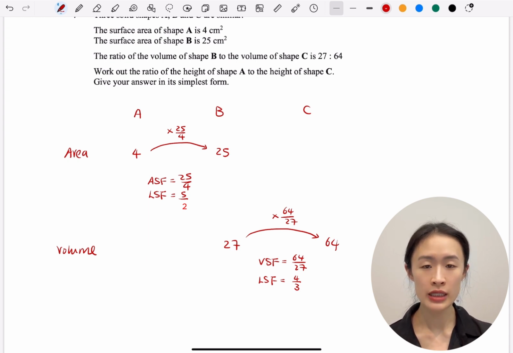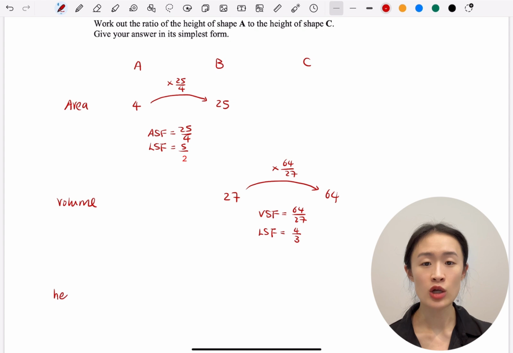So what we can do is we can say, okay, now let the height of A be 1. You can use 100, you can use any number, and in the end we will end up with the same answer. But by using 1, it just makes the calculation easier. You can try it using a different number and persuade yourself that it will give you the same answer.